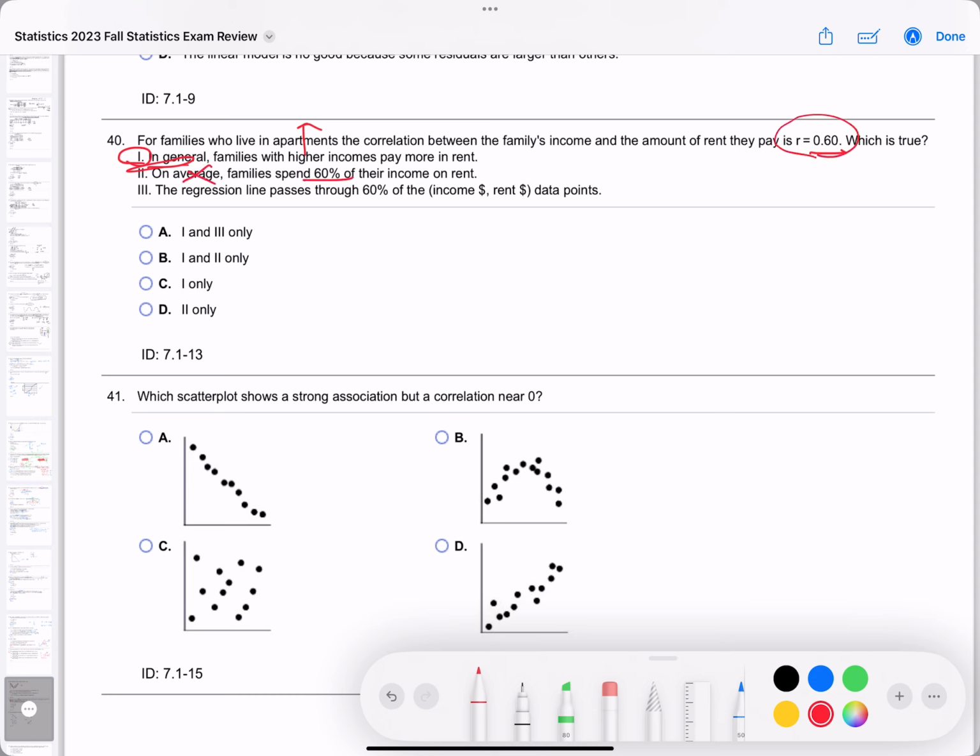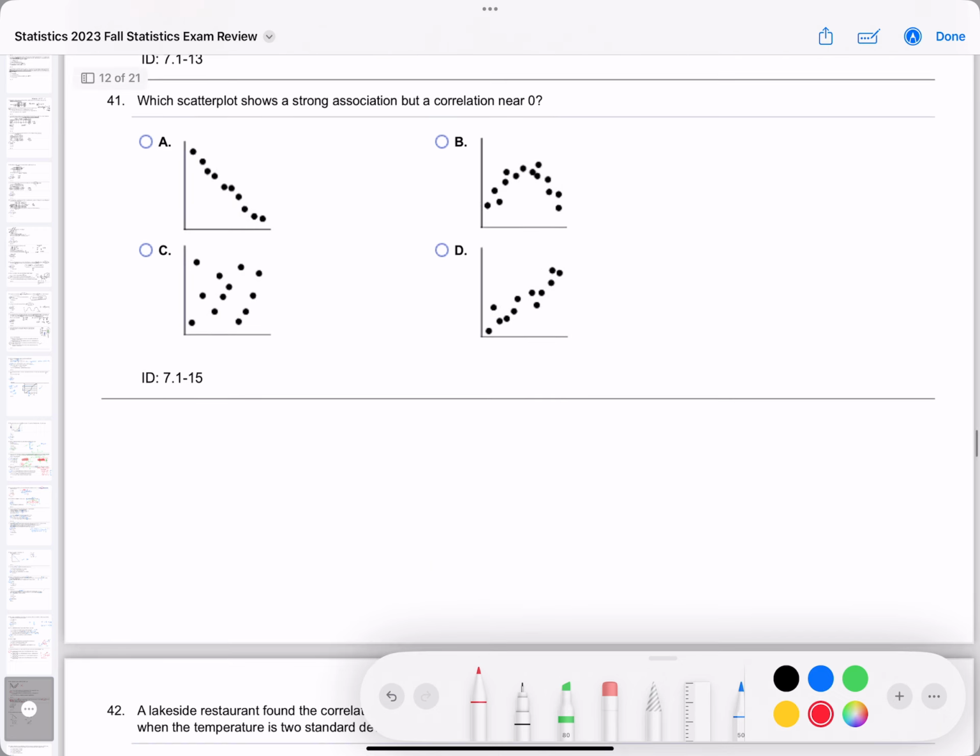No, that's not what the 60 means. The regression line passed, no, it doesn't mean it goes through 60% of them. It just means that there's an association between them.